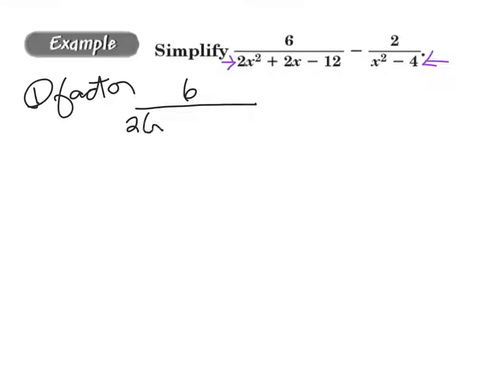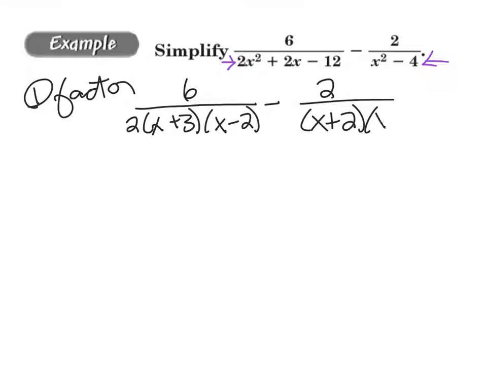I'm not going to go through the factoring steps because we've done a ton of factoring, and if I go through how I factored these, this video will be too long. So you should pause the video and factor those on your own and make sure you got the same thing that I got.